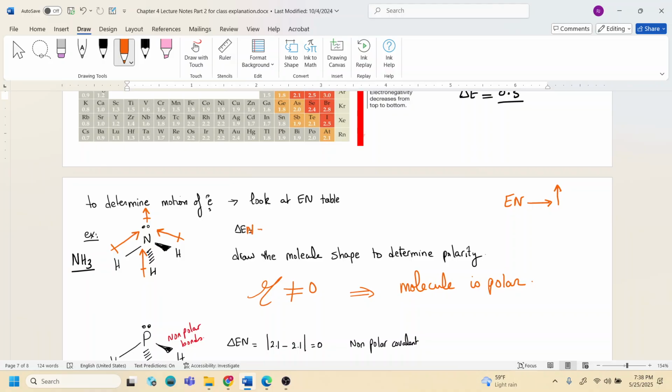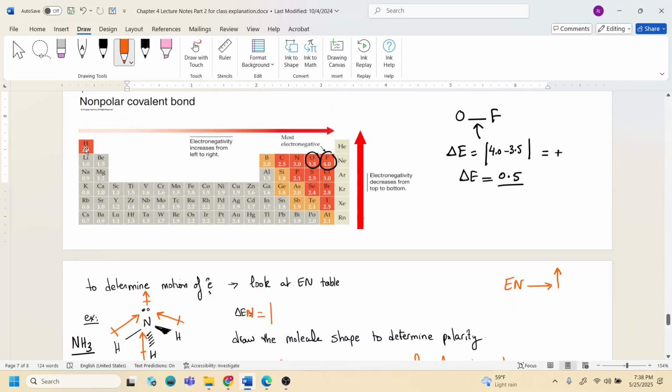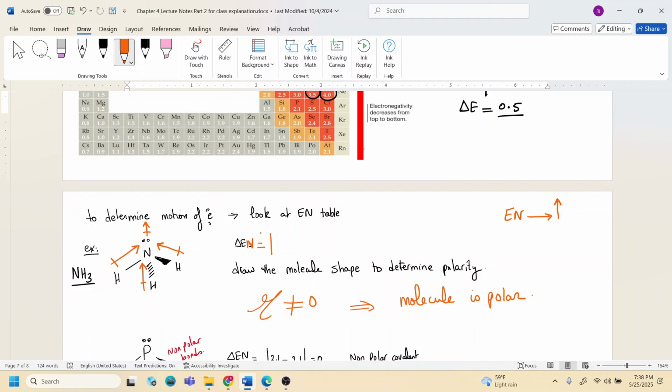It's delta EN, the change in electronegativity. So you look at the electronegativity table. Hydrogen is 2.1, nitrogen is 3. So you take the absolute value of 3 minus 2.1, and that is equal to 0.9.